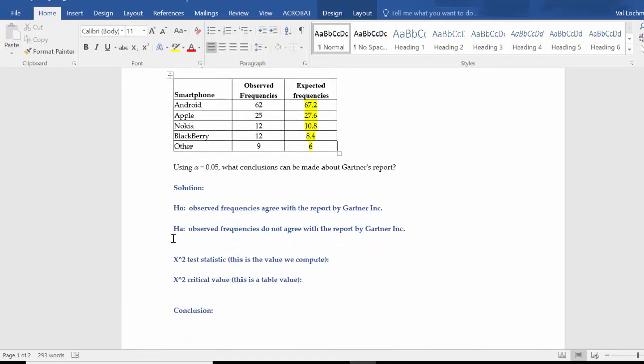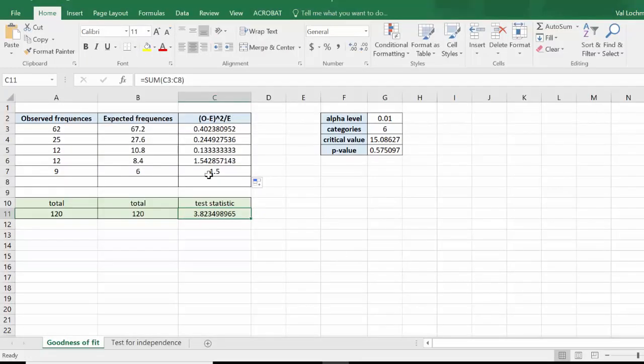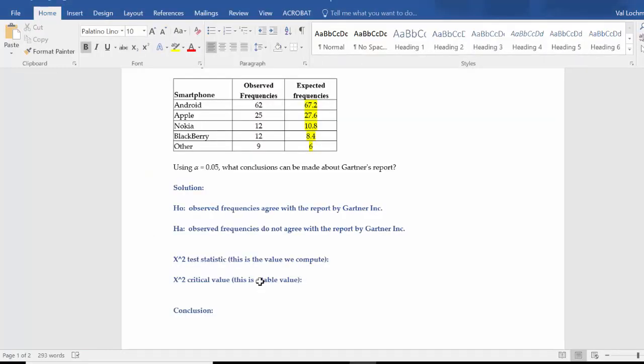Well, we don't know. So the chi-square test statistic is the value we compute. That is the sum of observed minus expected, squared, divided by the expected. So 3.823. The chi-square critical value is a table value.